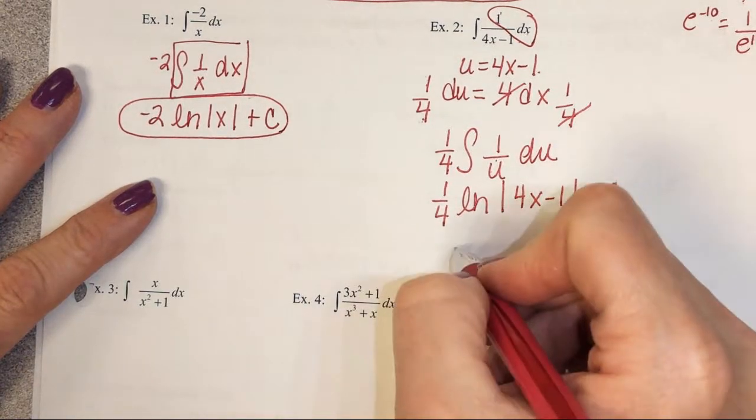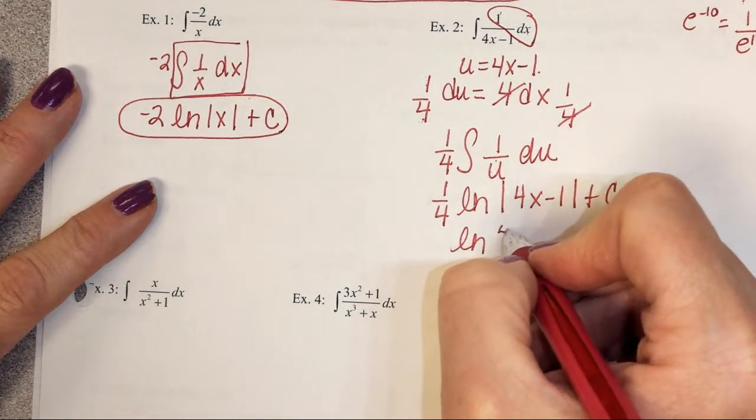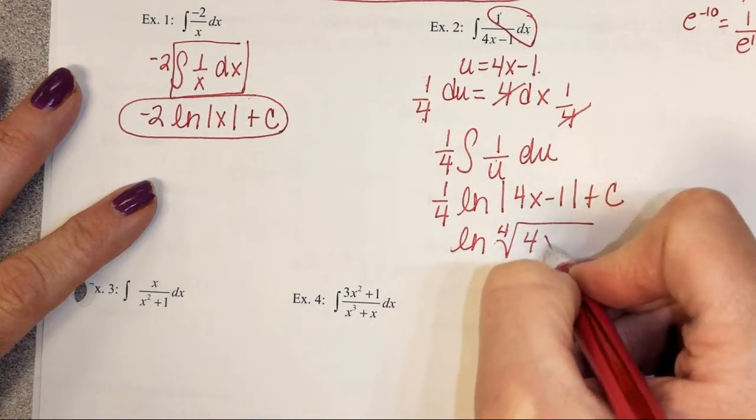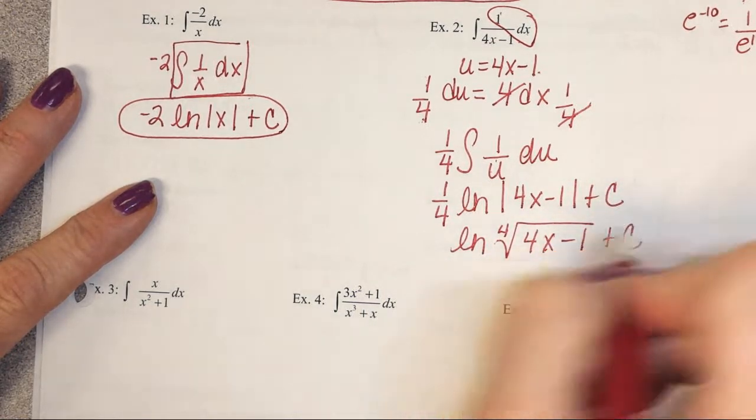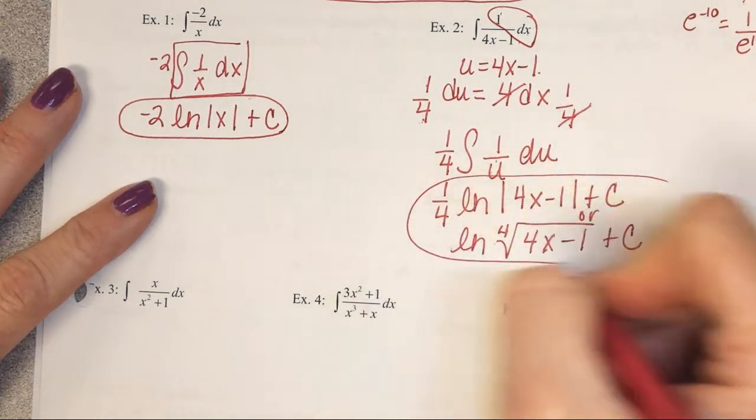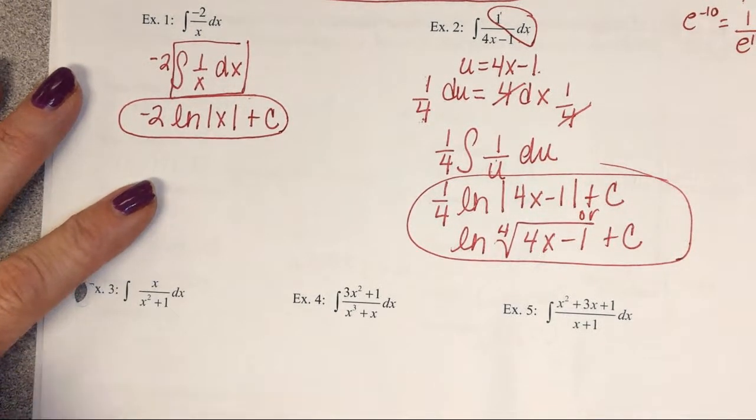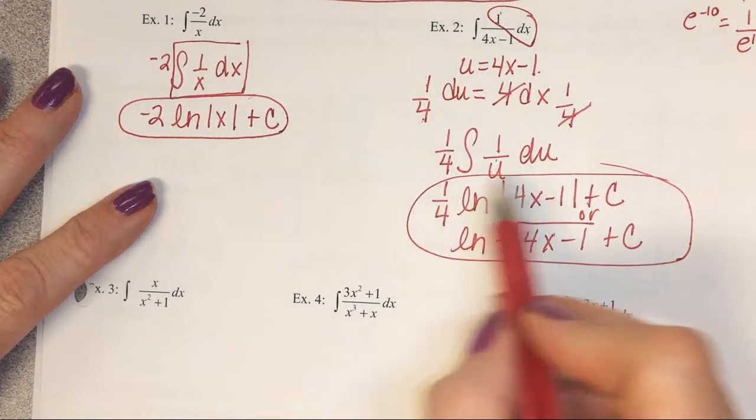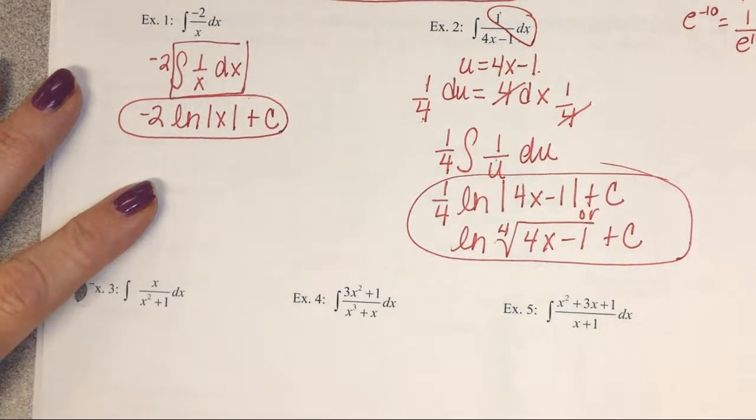If you looked in the back of the book or on the solutions on Canvas, it might have it written like this. Would you understand why that means the same thing? Because this is to the 1/4 power, which means the 4th root. Okay?